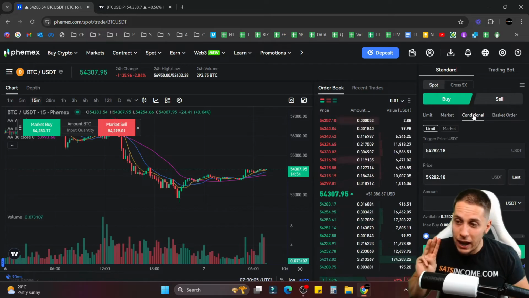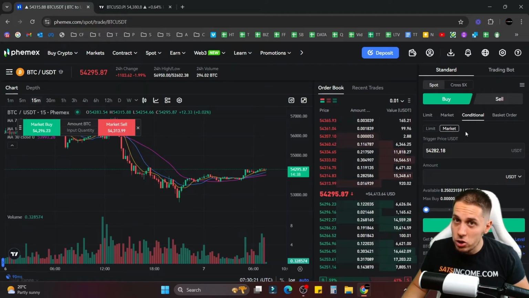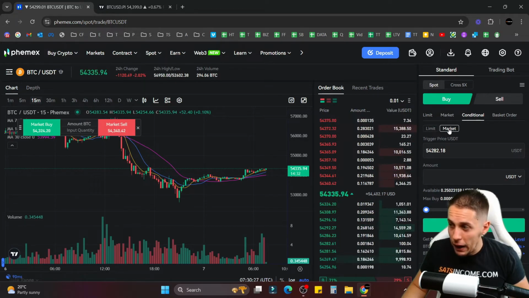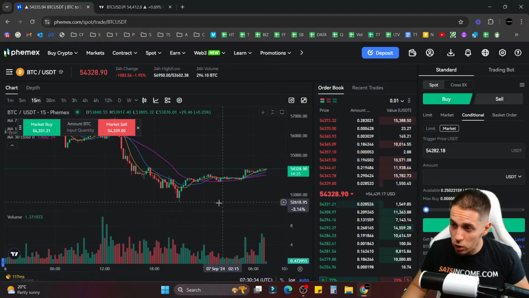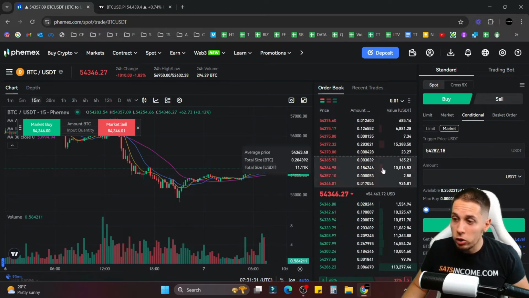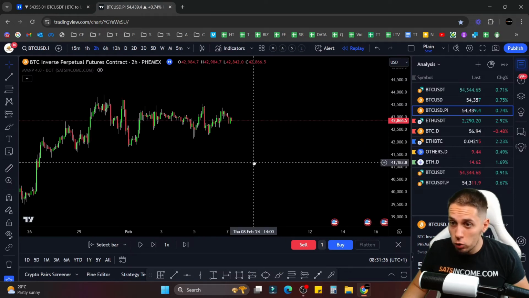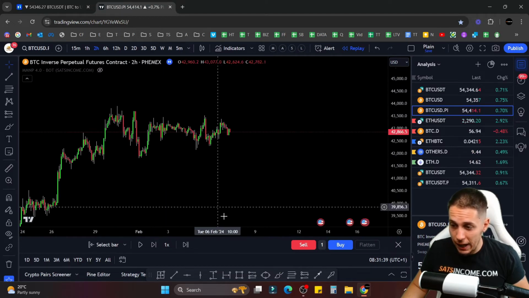The third and last way to enter a trade is using a conditional order. Now, when you switch to conditional order, you have two options here, limit and market. I encourage you guys to always use market. So when do you use this order? Well, you use this order when you want to buy at a higher than the current price. Now you might be wondering, why on earth would I want to buy at a higher than the current price? Well, you want to do this in scenarios like this one.